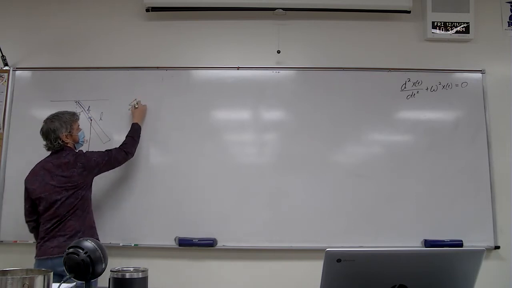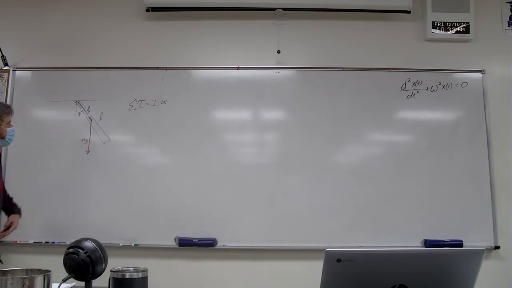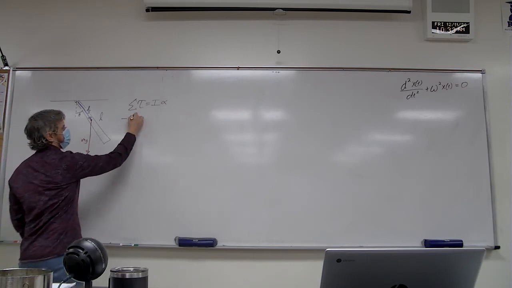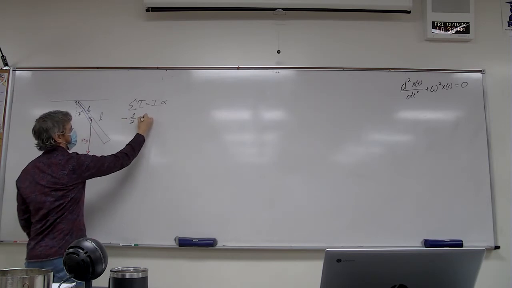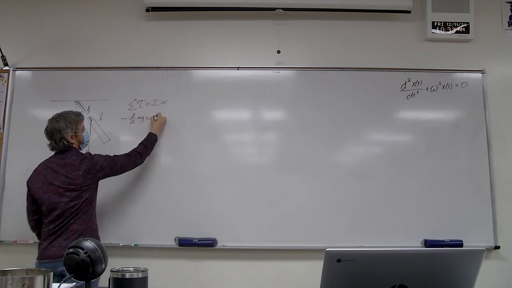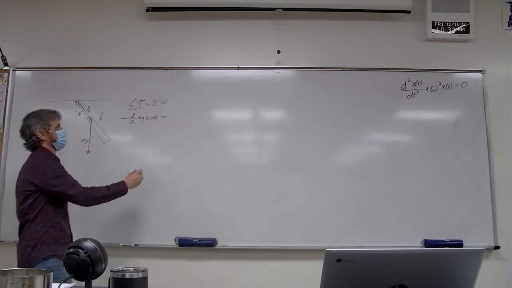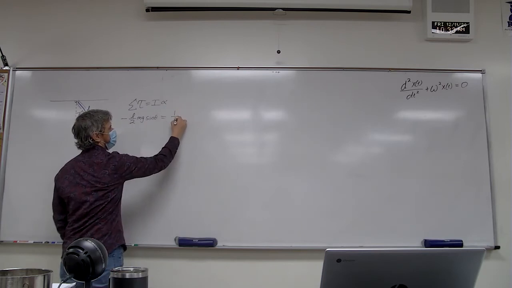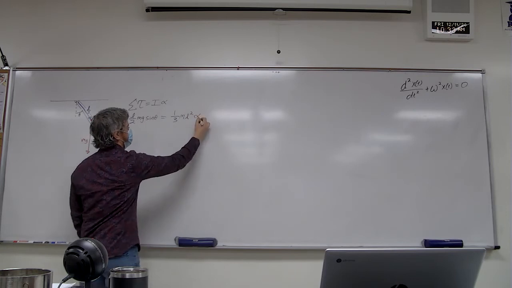Net torque equals rotational inertia times angular acceleration. If I gave it a positive angular displacement, I get a negative restoring torque. So I get negative lever arm, L over 2, times the force, which is mg, times the sine of the angle, equals rotational inertia for a rod rotated about its end, as we all memorized, which is 1/3 mL squared, times angular acceleration.